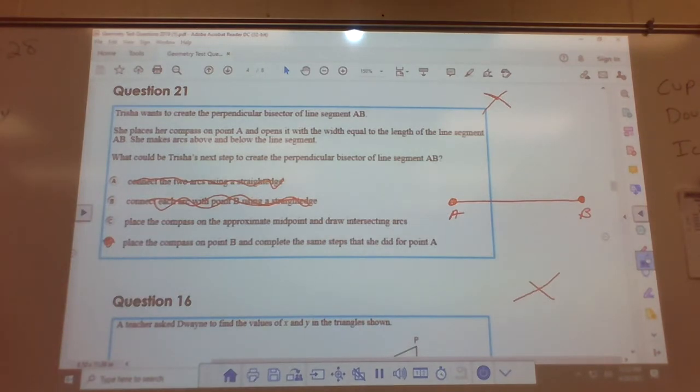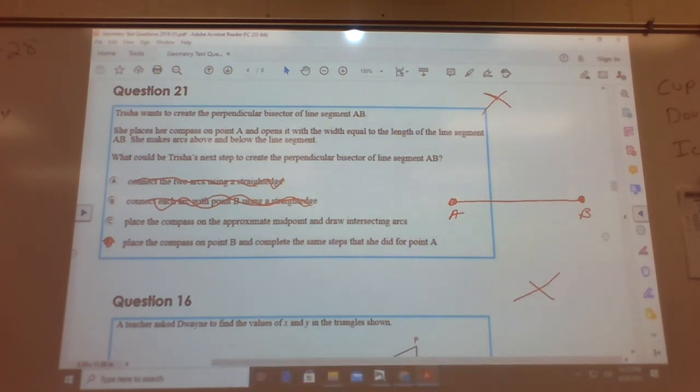Now, like I said, we didn't do constructions. There's usually only maybe two construction questions. But if they do give you a construction question, think through the steps they've already given you. And then usually we'll say, what's the next step? Think what's the most logical thing to do next. Next question.